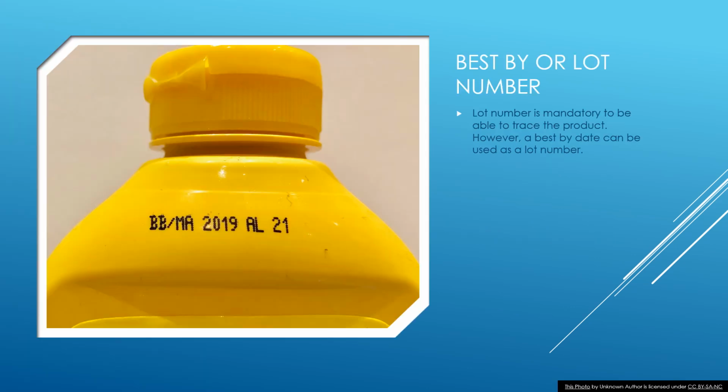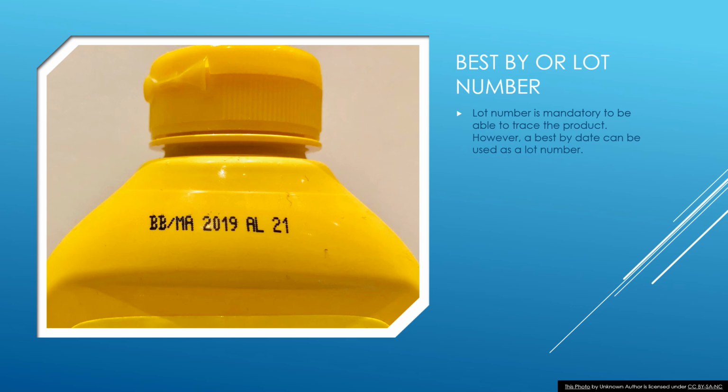Best by, a lot number. I'll say it has to be mandatory for a food plant or a food item. You want to have a way to trace back your product. You want to know what you put out and how it ties up to your raw material in case something happens.